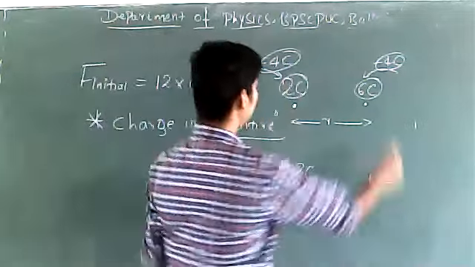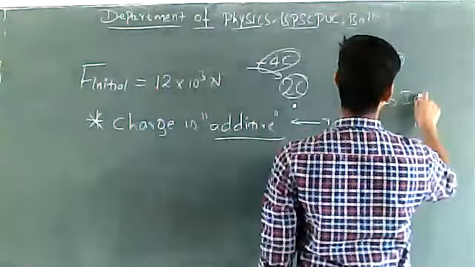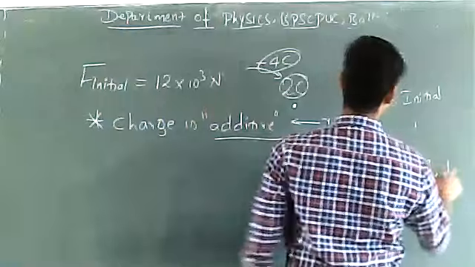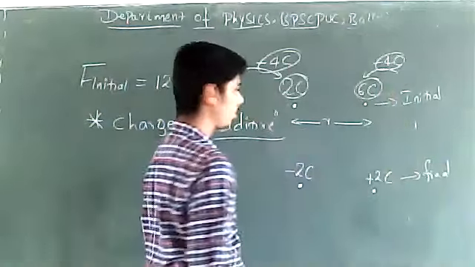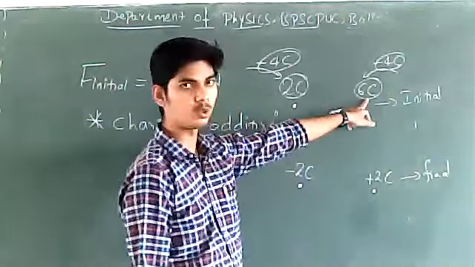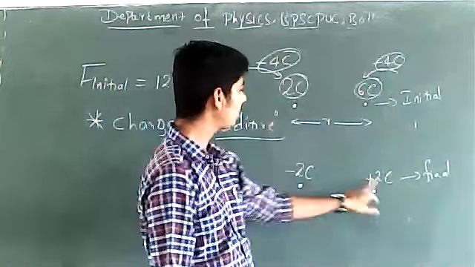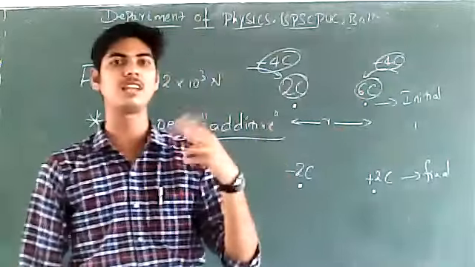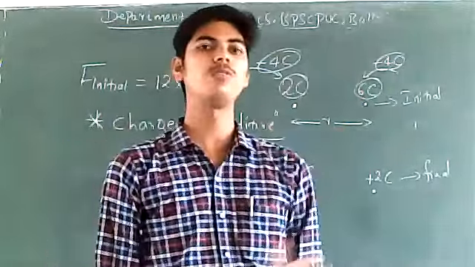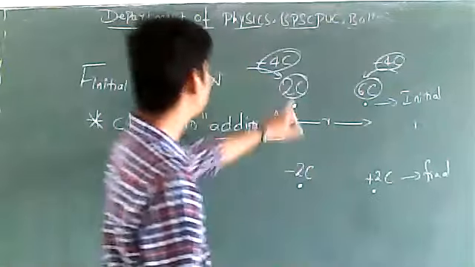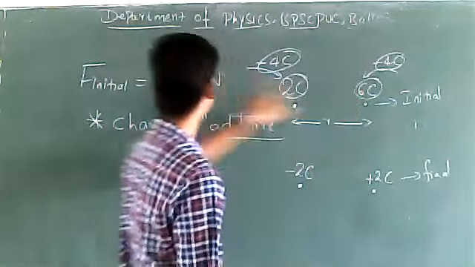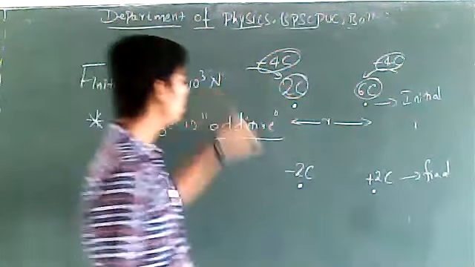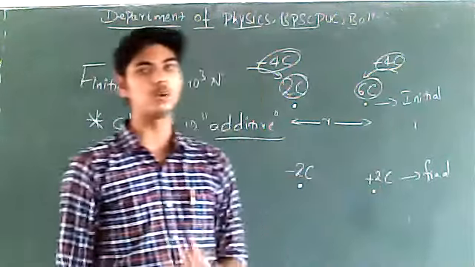See, from the initial condition to the final condition, the magnitude of the charges has changed. Here the magnitude of charges were 2 and 6. Here the magnitude of the charges are 2 and 2. Because the magnitude of the charges has changed, the force between them will also change. The initial force between the two charges 2 and 6 was 12 into 10 power 3 Newton. What will be the new force between the two charges?